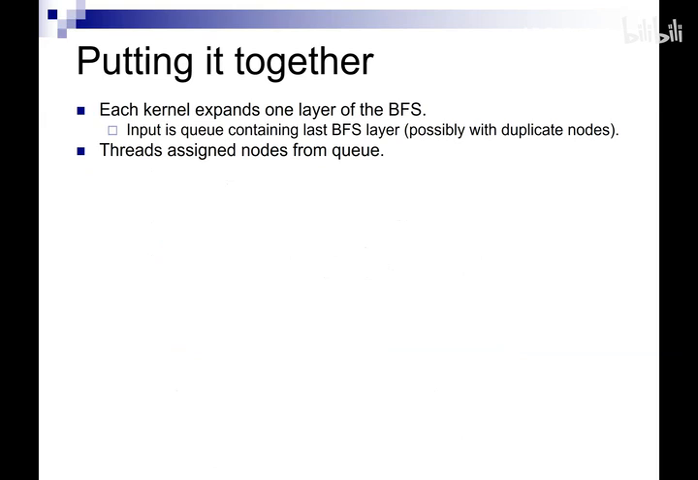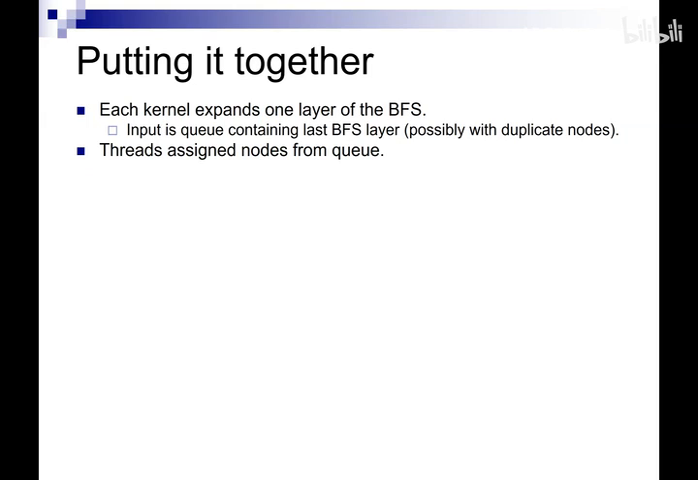Okay, so now we're going to combine all of these methods. We've looked at how to not use a lock when we're processing the queue, we looked at how to determine the visited status of nodes, and we looked at how to remove duplicates. So now we're going to put all these elements together and build our BFS algorithm.